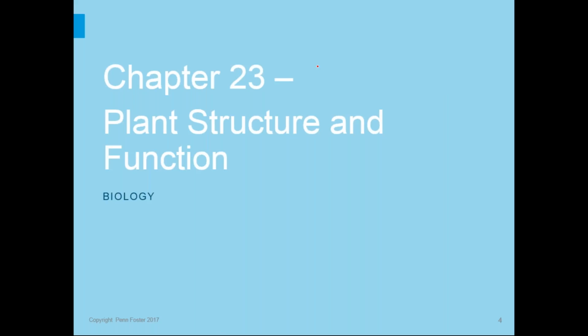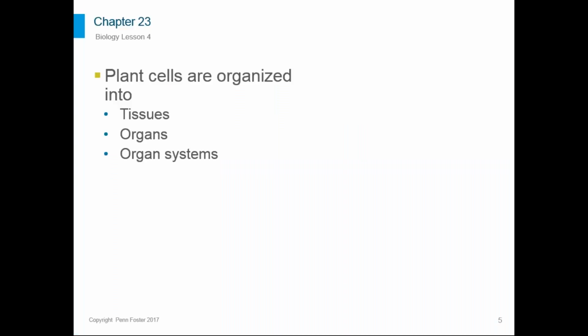So this is chapter 23, Plant Structure and Function. Okay, for this chapter we're focusing on plants that have seeds, not because the seeds are particularly important, but because these plants are more complicated than algae or simple bryophyte plants. So these plants have cells that are organized into tissues and organ systems, just like animal bodies are.